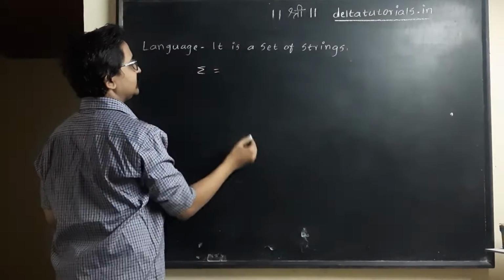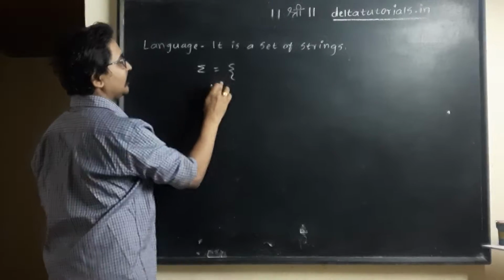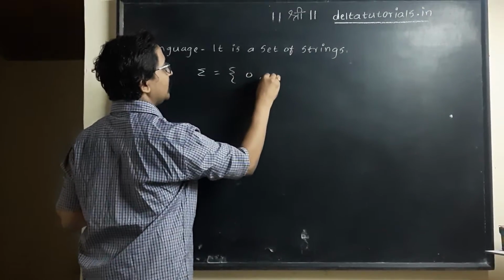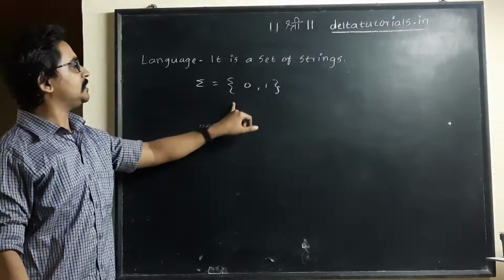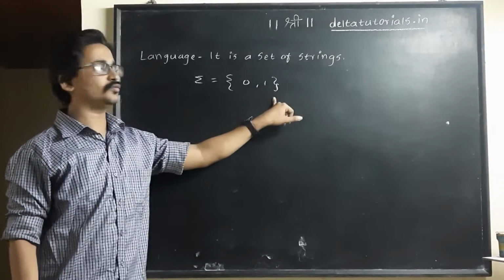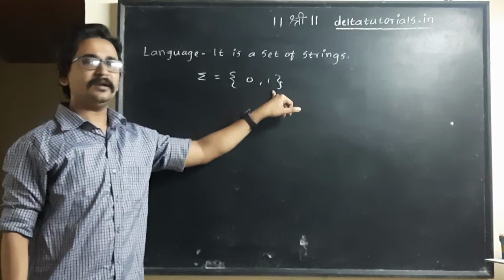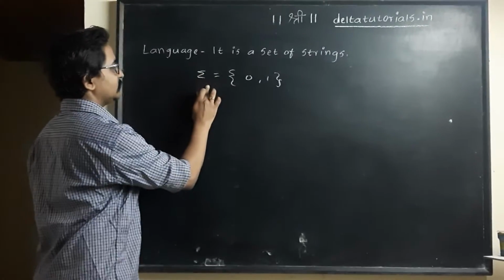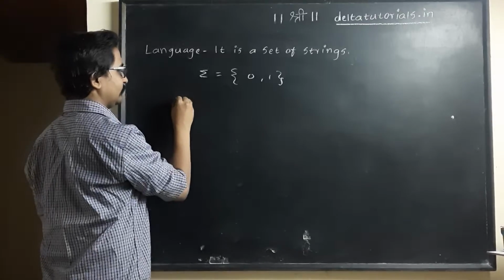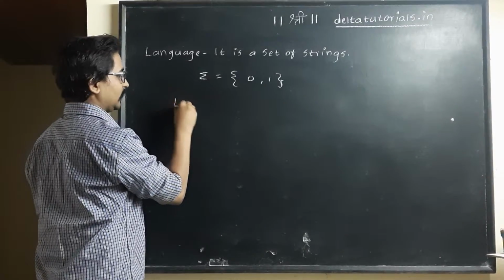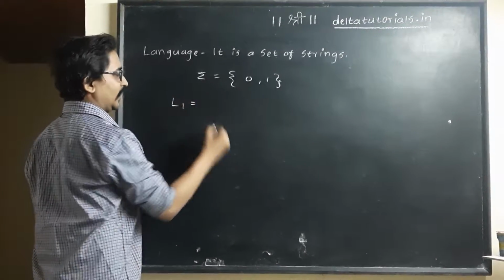Let us choose a set of alphabets as sigma over 0, comma 1. Means whatever string we are going to generate, it will be generated by using these two symbols 0 and 1. It is denoted by sigma. Now let us consider one example of language. Let L1 be the language.